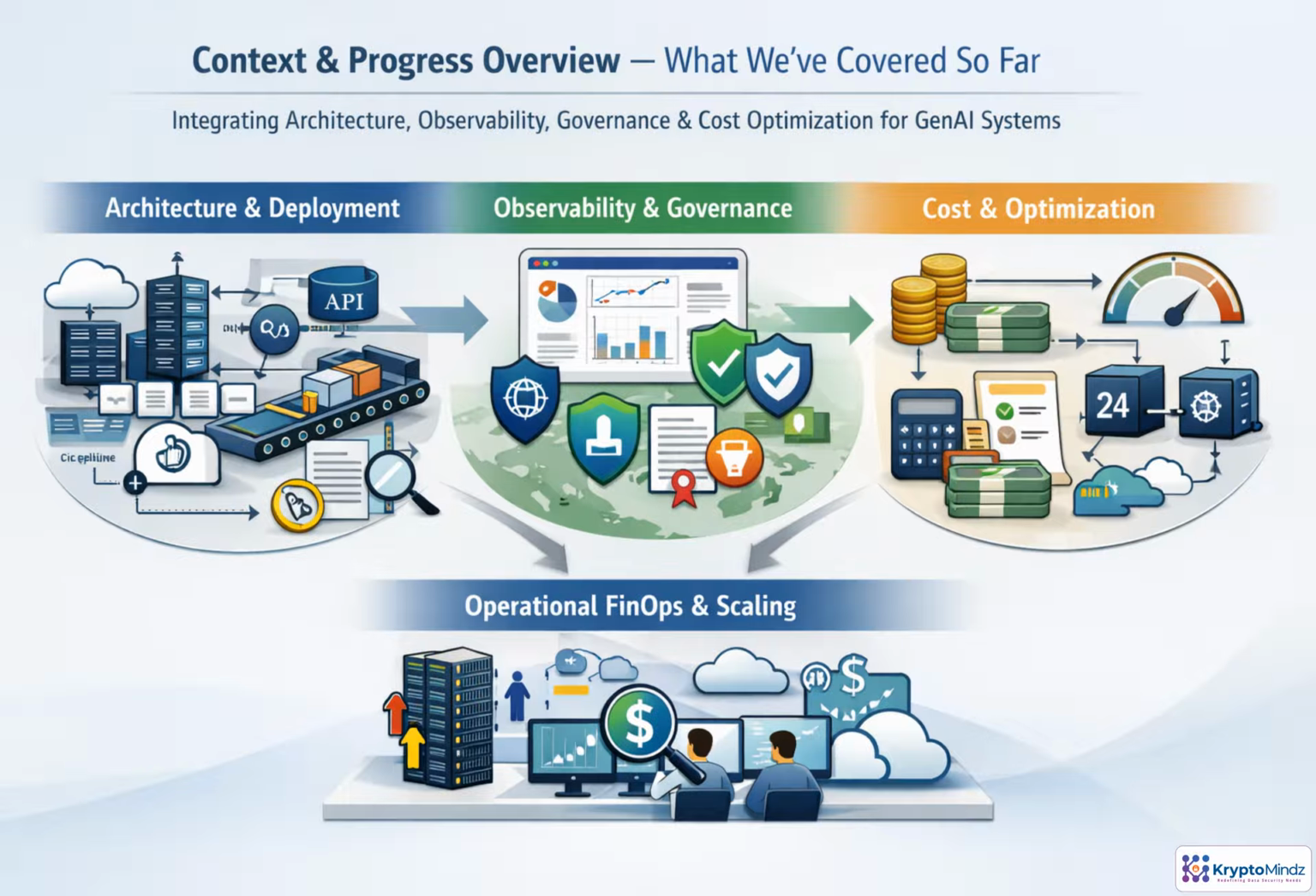We've already covered production architecture, deployment, observability, reliability, governance, security, and the mechanics of GenAI cost. Now we bring those pieces together as an operating model: scaling infrastructure, planning capacity, tracking spend, enforcing budgets, and running GenAI FinOps.